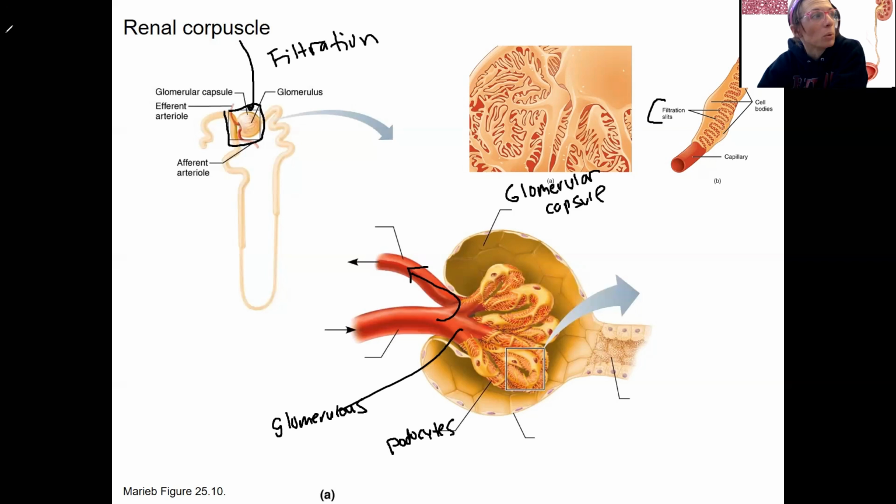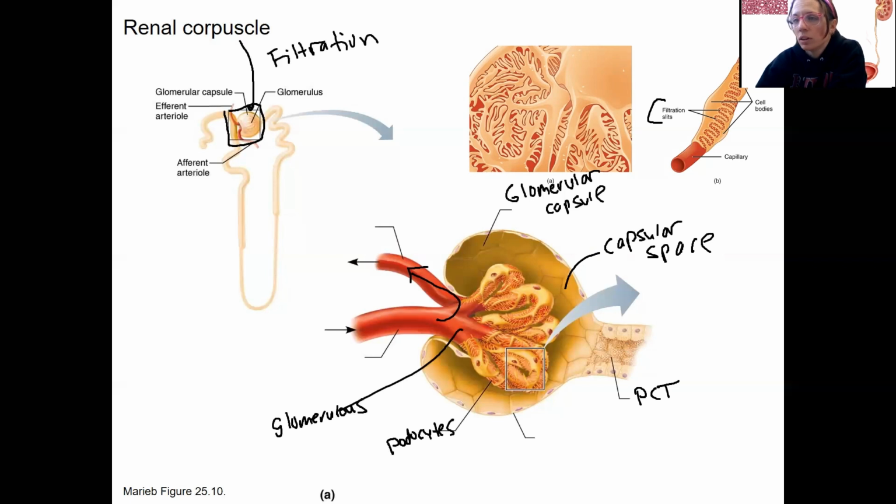I believe there's a couple more structures I want to tell you the names of on this view here. Okay, we've got, I think the other one is in here. This is our capsular space. In between there, this is going to be our proximal convoluted tubule. So filtrate's going to enter that first. Okay, I think that's good.